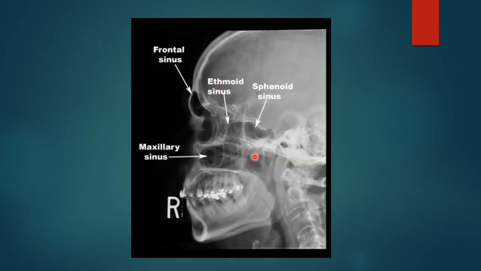Example of lateral view showing sphenoid sinus, ethmoid sinuses. This is frontal sinus, anterior wall of frontal sinus, posterior wall of frontal sinus. Here again maxillary sinus is also visible. The anterior and posterior extent of the sinuses is visible in this lateral view.